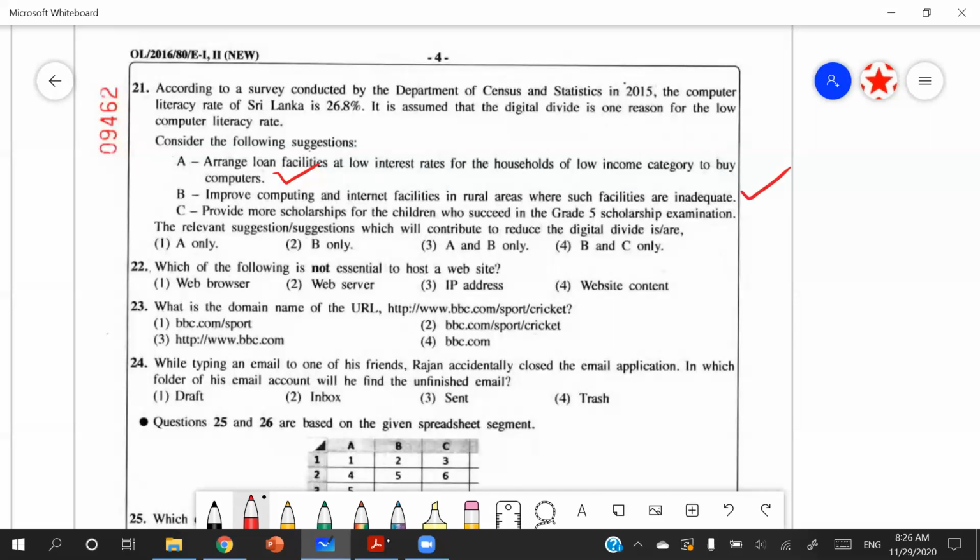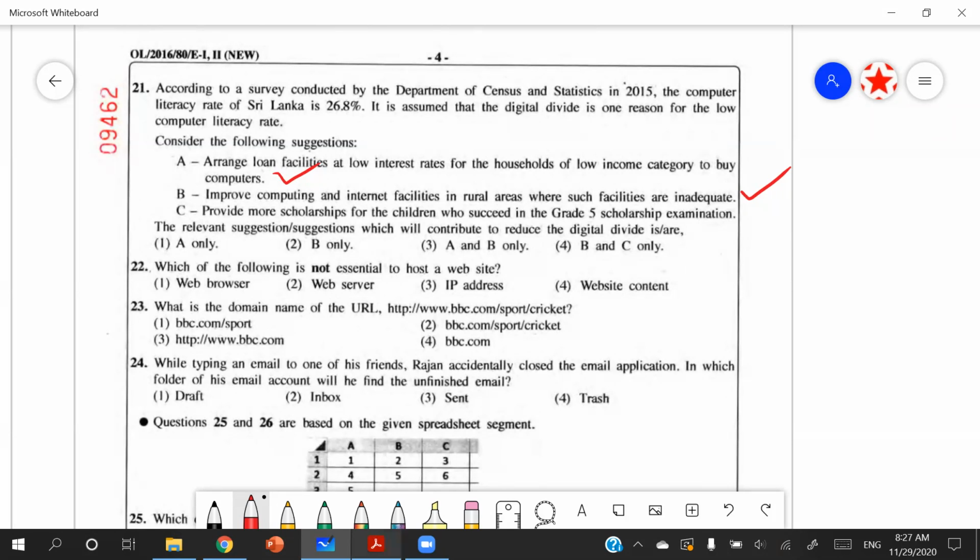Provide more scholarships for the children who succeed in the grade 5 scholarship examination. Now, that is not going to be a direct impact to reduce the digital divide, but indirectly, it's going to help, right? Because when you have a scholarship, you can go to a much improved school, most probably situated in a town area with a lot of facilities. So it will give you the chance to experience more computerized devices, but it's not something very direct, right?